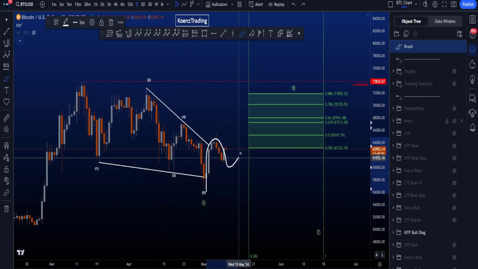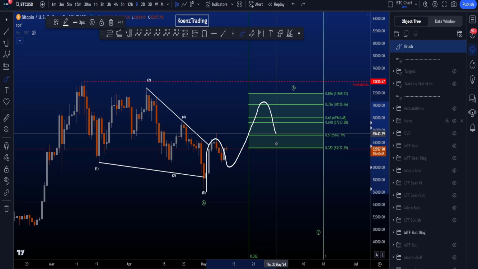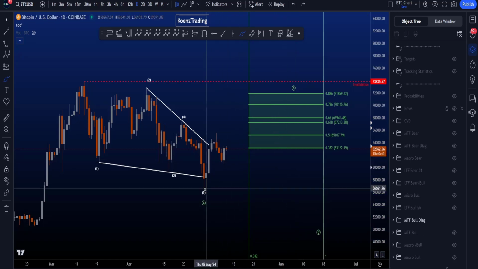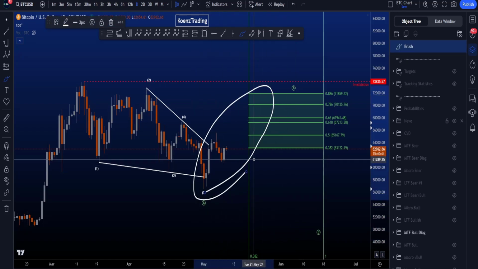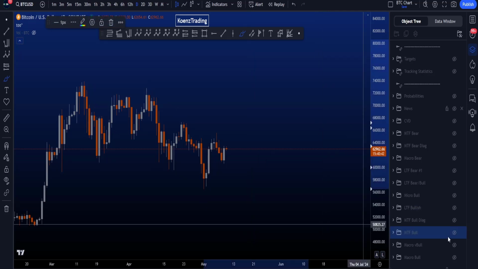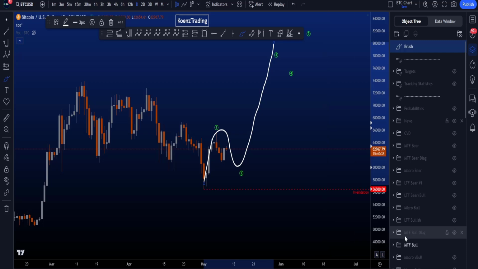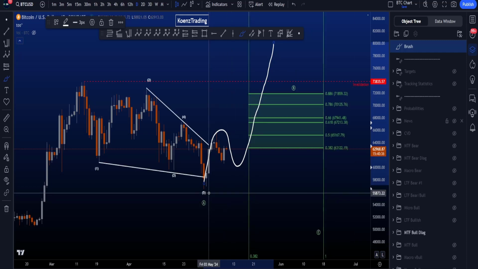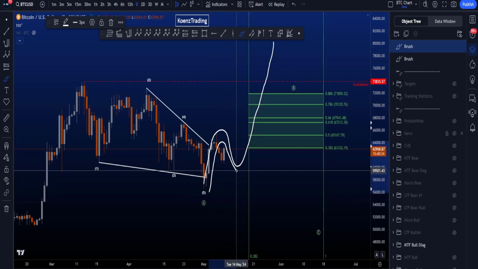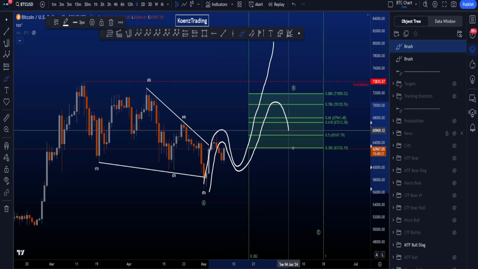Alternatively, we do have this scenario to keep in mind, where we have a leading diagonal in a wave A, looking for a 3-wave structure to the upside in B, and then a 5-wave move down in a wave C. So locally, the price action is quite similar between the two, because in the most bullish scenario, you want to see a 1, 2, and then a wave 3, but in the bearish scenario, you have the same type of price action, but it's then labeled an A, B, C, and then you return.